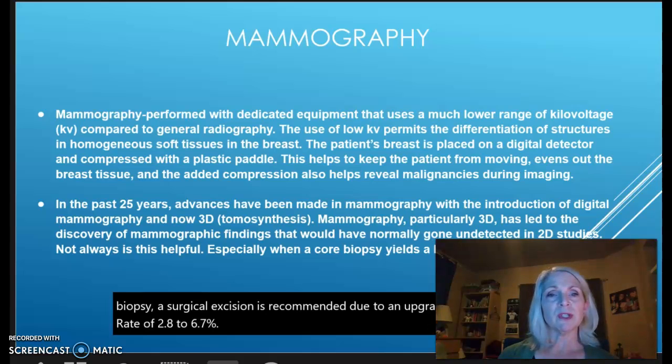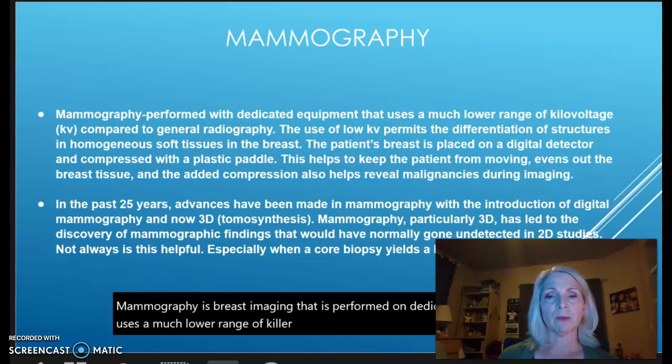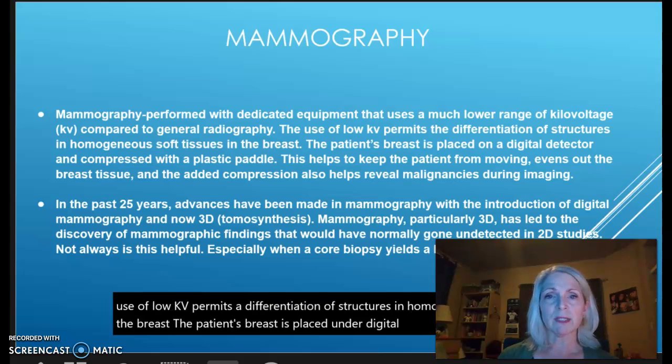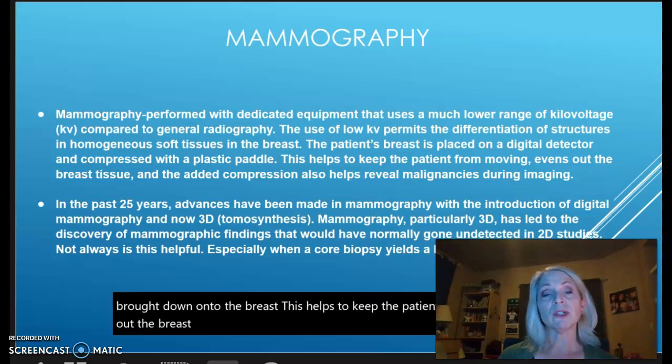Mammography is breast imaging that is performed on dedicated equipment that uses a much lower range of kilovoltage compared to general radiography. The use of low kV permits the differentiation of structures in homogeneous soft tissues in the breast. The patient's breast is placed on a digital detector and a plastic plate is brought down onto the breast.